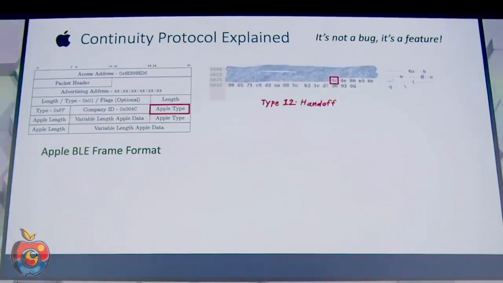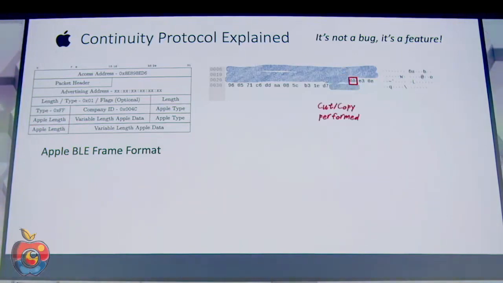So the next type of message is handoff. This one has 14 bytes of Apple-specific data, not including the CRC. And the first byte tells you whether or not there's a cut or copy performed, because remember, that's shared clipboard, stuff like that. There's also a nonce, and then another auth tag. And this one does have an encrypted payload.